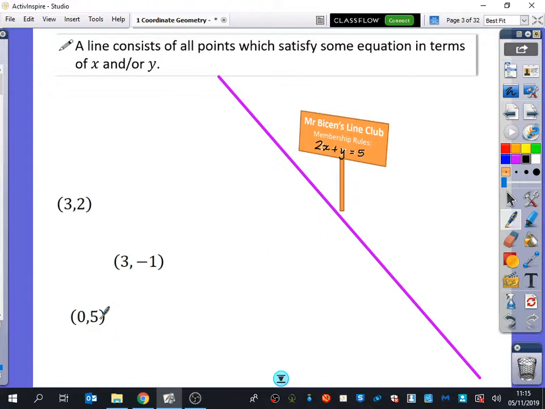So I just want you to have a quick think. Those 3 coordinates that we've got here, here, and here, which of these ones do actually land on this pink line, and which ones don't, and why? So I'll give you a minute to decide which of these 3 coordinates do lie on it, and which don't. Okay, off you go.